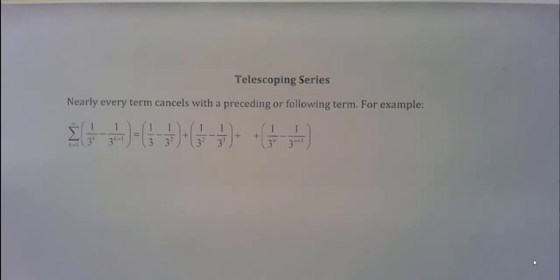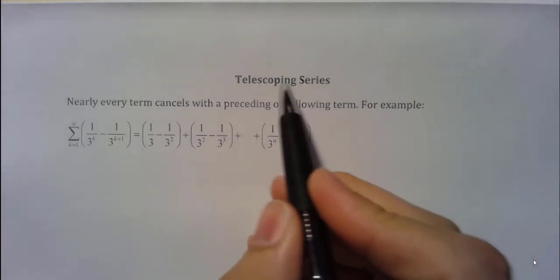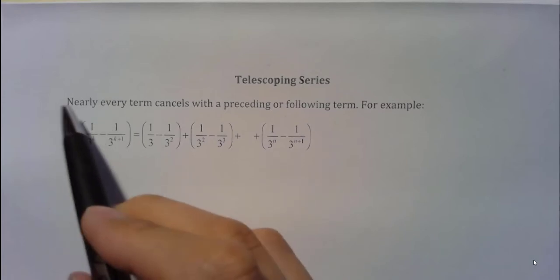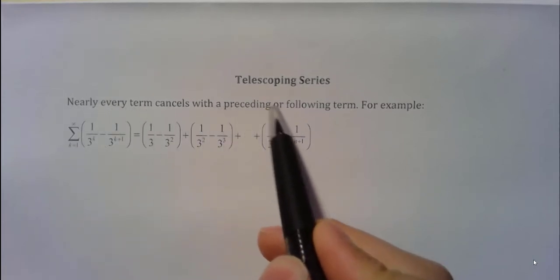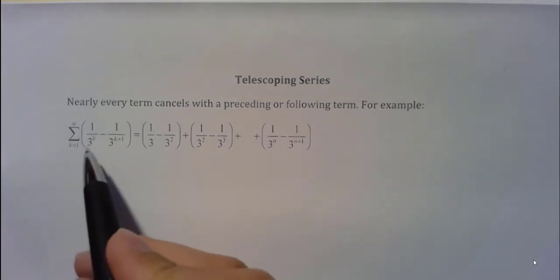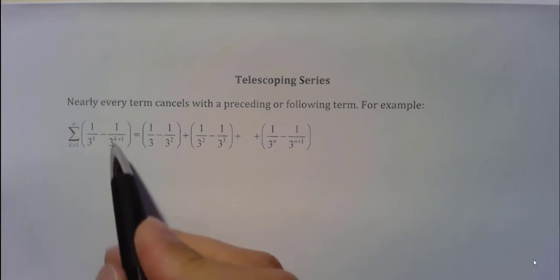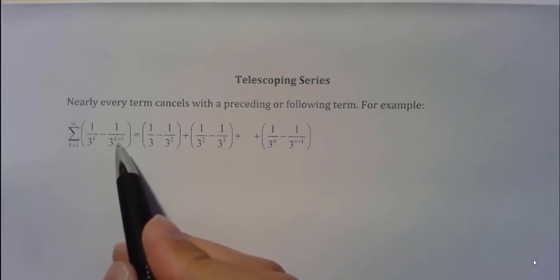Hi, in this video we will quickly review the telescoping series. For this special series, you can see that nearly every term cancels with a preceding or the following term. For example, I have this series. The index goes from 1 up to infinity, of 1 over 3 to the k, subtract 1 over 3 to the k plus 1.